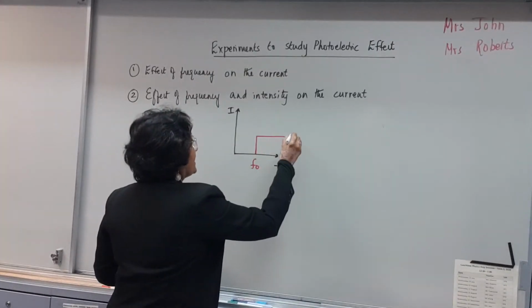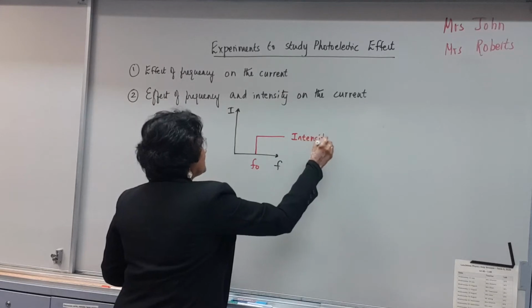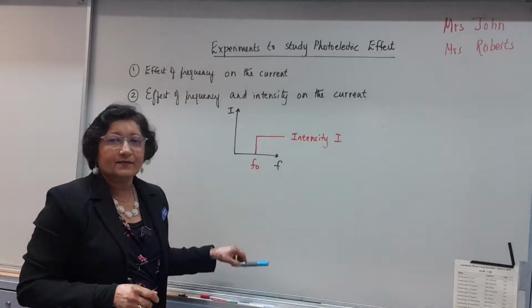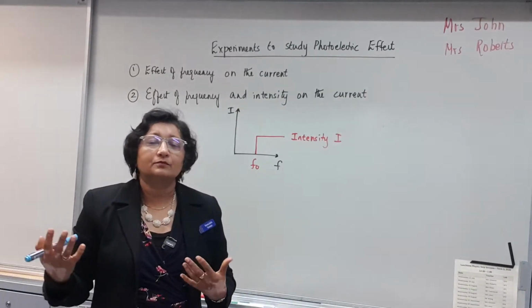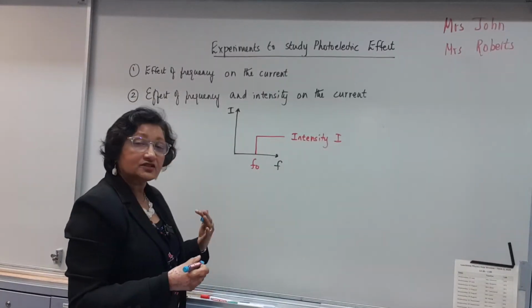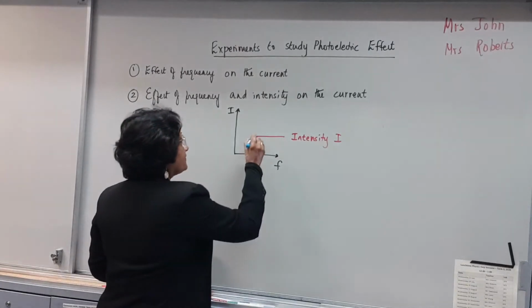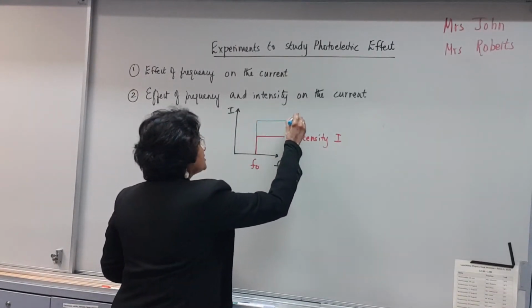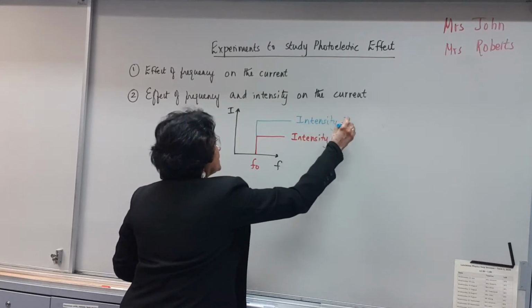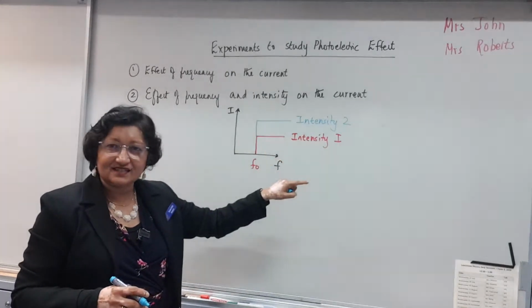So this red line represents the current where the intensity of light was a particular value. Now they repeated the same experiment, but they made it brighter. For brighter light, they found that the size of the current was bigger so long as the frequency was above the threshold frequency. So you get a similar sort of graph, but a bigger current. So the size of the current depends only on the intensity of light.